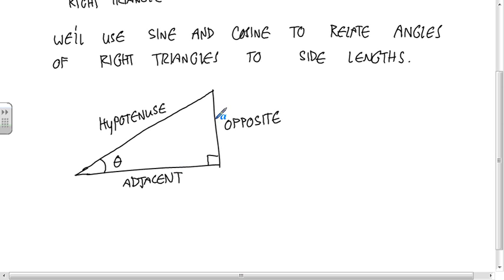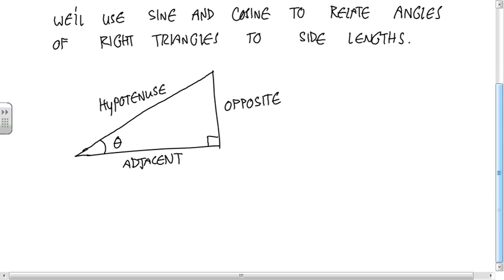And notice that if we were looking at the other angle instead, these two would switch. What's called the adjacent here is the opposite of this angle. Okay, so now that we've defined these, we can come up with working definitions of sine and cosine using this. It's just a sort of stupid memory device, but somehow it seems to work really well.